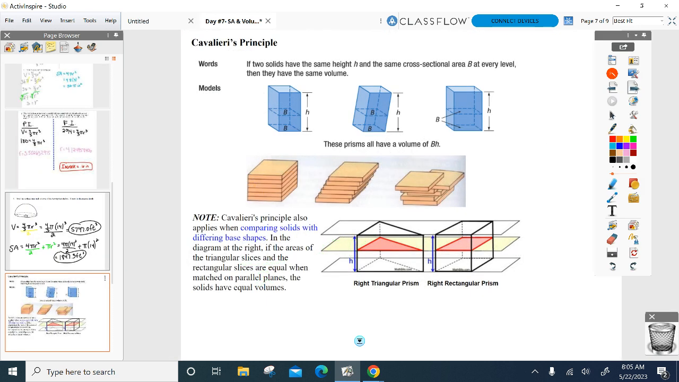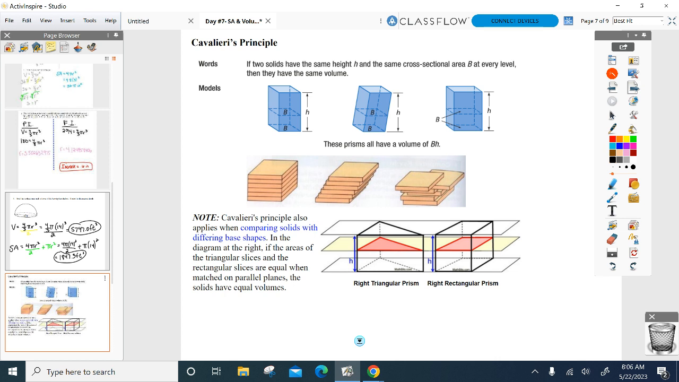All right, last one. Oh, Cavalieri's principle. Here's what it says. Even if two figures don't look the same, they could have the same volume. And here's why. If you have the same height and same base area of your figure, they will have the same volume. All right, same base area and same height.